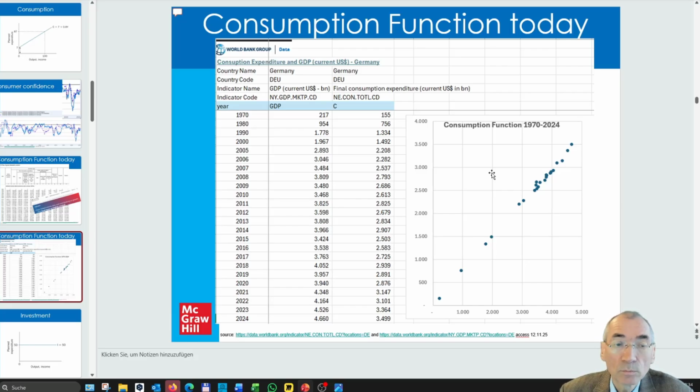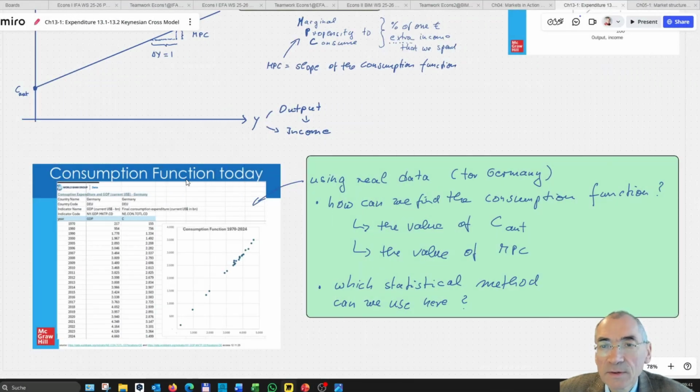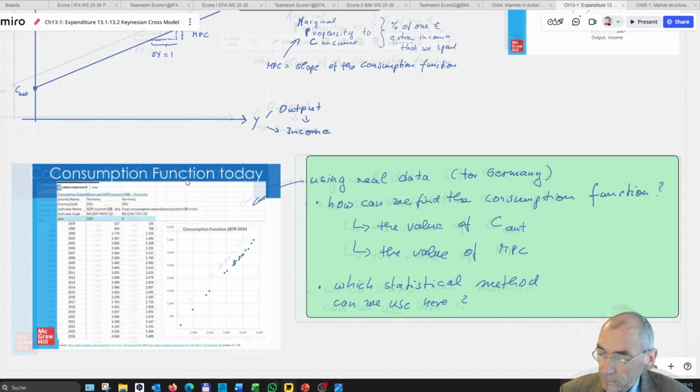And we are going to perform this. So please think about it. How do we find the consumption function, and that means how do we find C-autonomous and MPC empirically? So let's take this home or into class as a task, which we often do in these green boxes. Using the real data, how can we find it? That will be something that we do in class in teamwork.